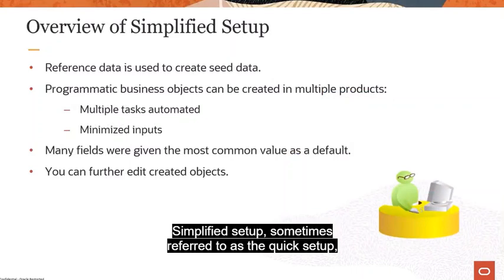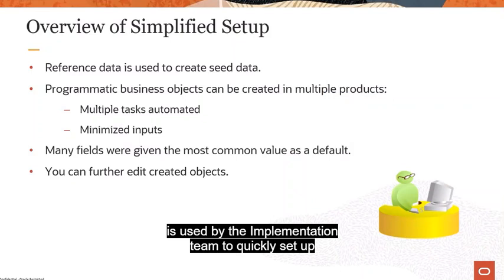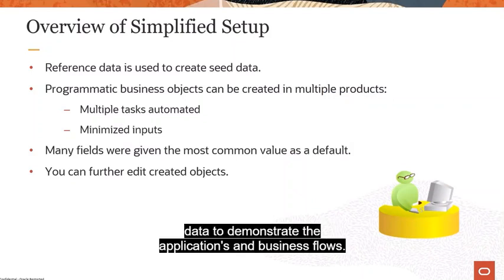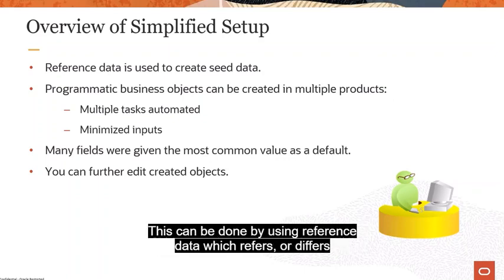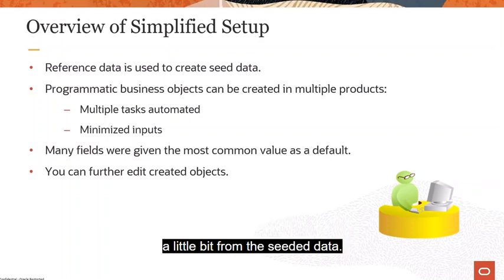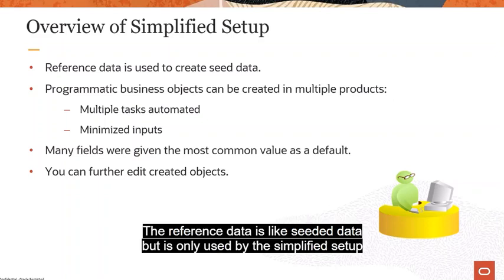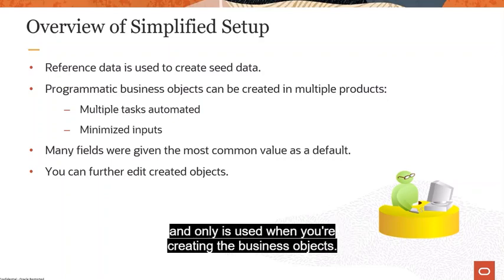Simplified setup, sometimes referred to as the quick setup, is used by the implementation team to quickly set up data to demonstrate the applications of business flows. However, it can be used in environments where existing applications are present. This can be done by using reference data, which differs a little bit from the seeded data. The reference data is like seeded data, but is only used by the simplified setup and only is used when you're creating the business objects.